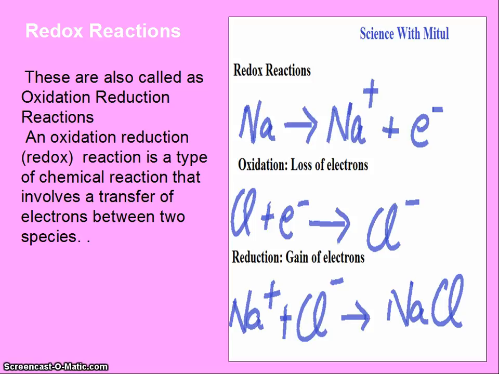In oxidation phase, sodium loses an electron, while in reduction phase, chlorine gains that electron, making a molecule of sodium chloride. And these kind of reactions are called redox reactions.